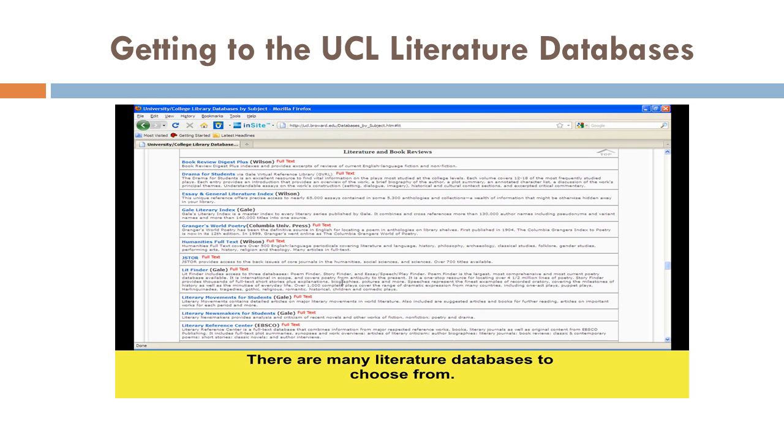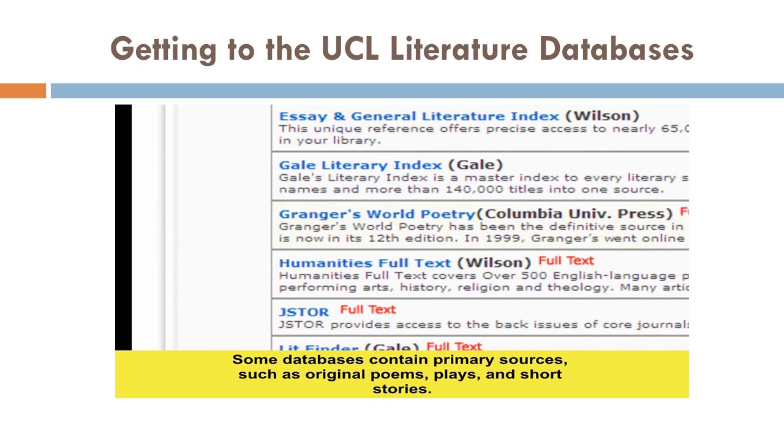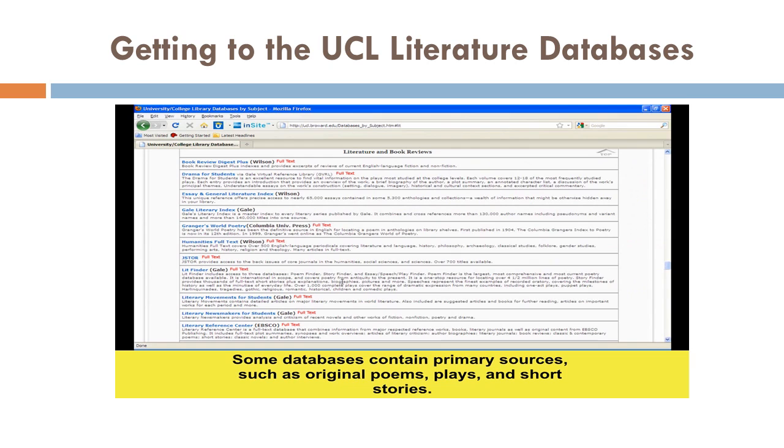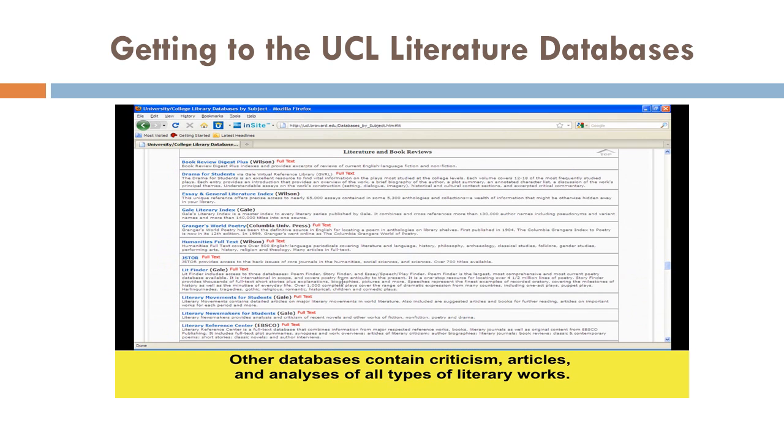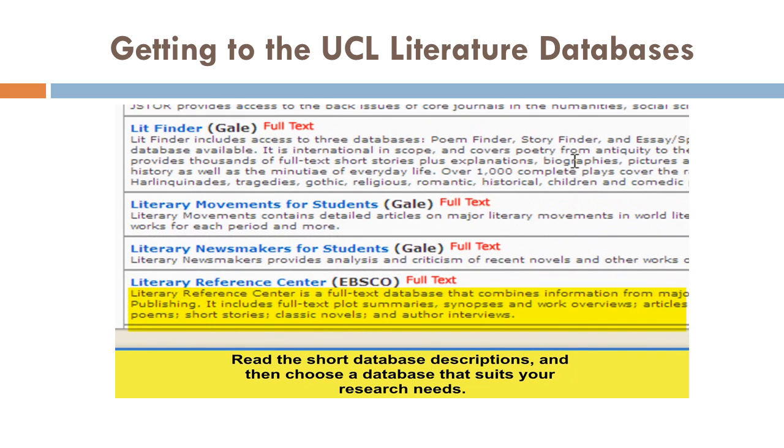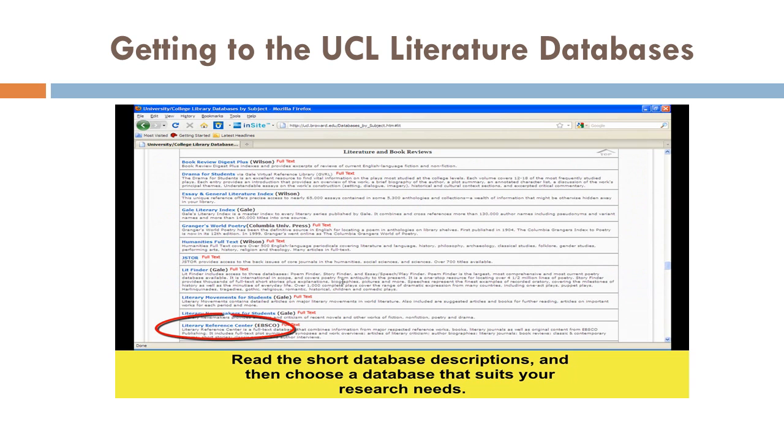There are many literature databases to choose from. Some databases contain primary sources, such as original poems, plays, and short stories. Other databases contain criticism, articles, and analyses of all types of literary works, which can be used to help you find supporting materials for your own paper or project. Read the short database descriptions and then choose a database that suits your research needs.